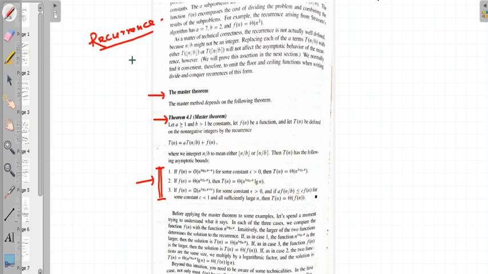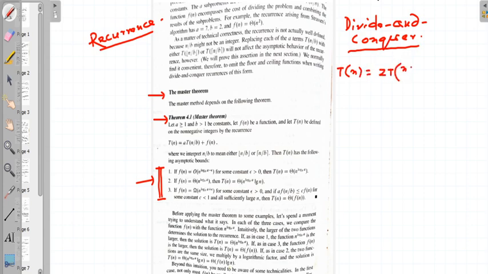As you know, this recurrence comes from the divide and conquer algorithm, and we have seen many recurrences emerging from this divide and conquer technique. Say this is T(n) equals 2T(n/2) plus maybe order of n, or theta n. That's the famous merge sort recurrence. Whenever a recurrence is of this form, we can go by this master theorem.